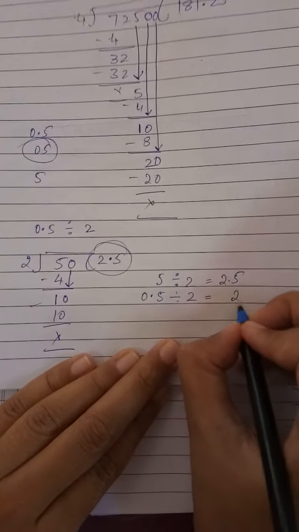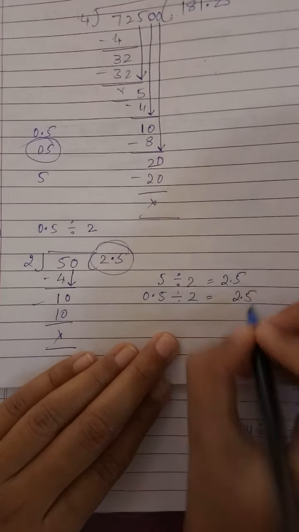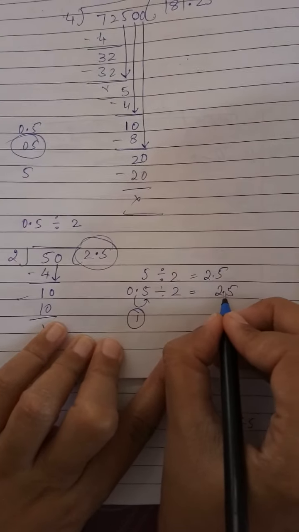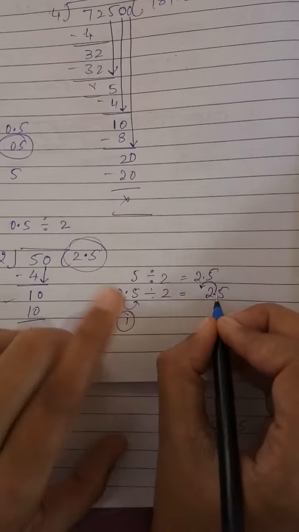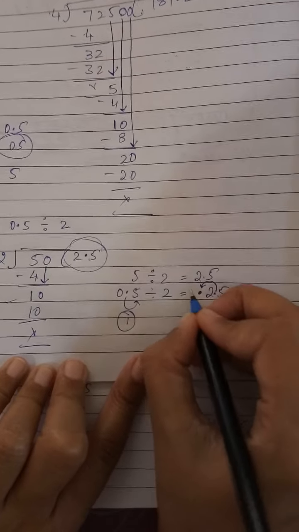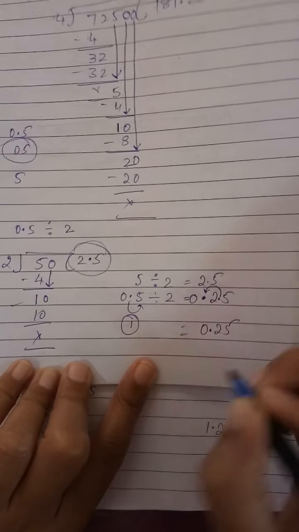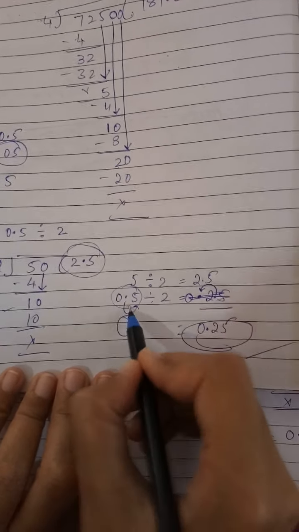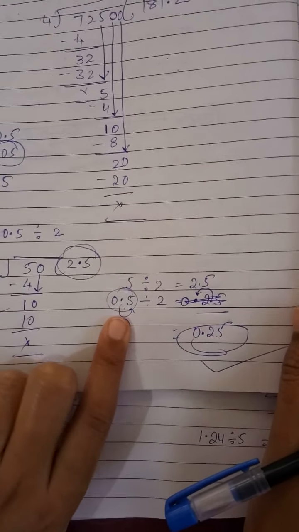Now what I am going to do here is, after the decimal, how many digits are there? 1. So that means this decimal is going to shift back 1 digit. So it will be point and then 0. So the answer is 0.25. This is my correct answer. Right? When the decimal is also included in the question. I hope it is clear to you.